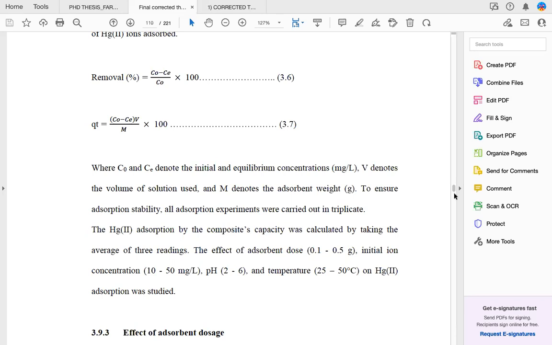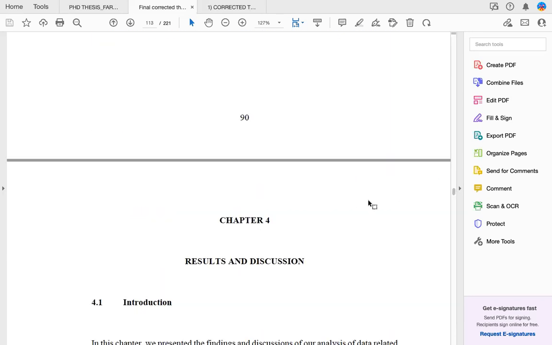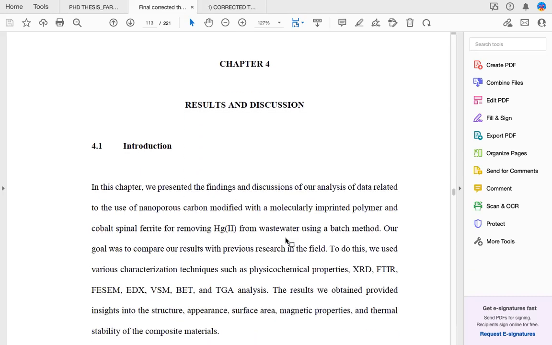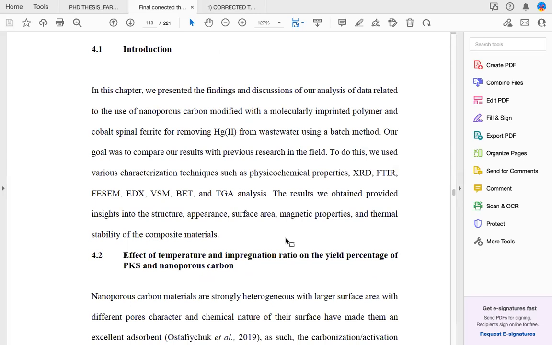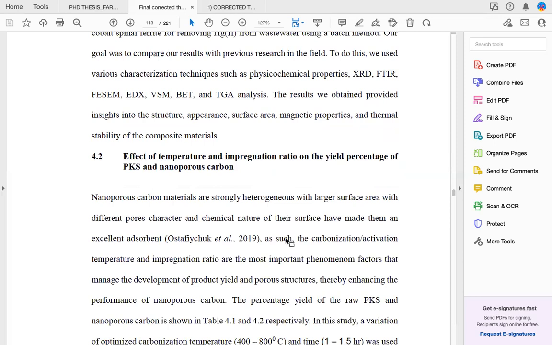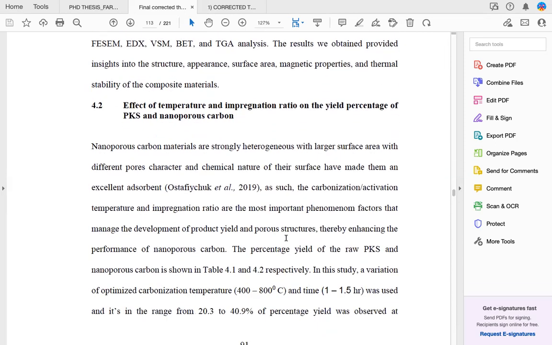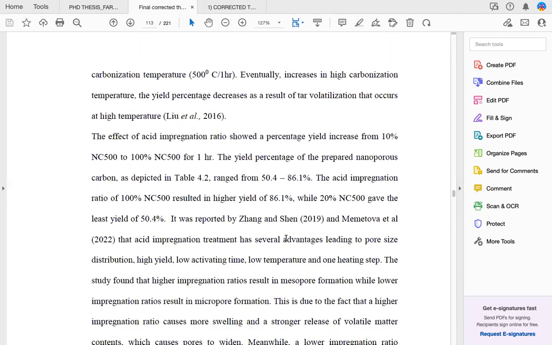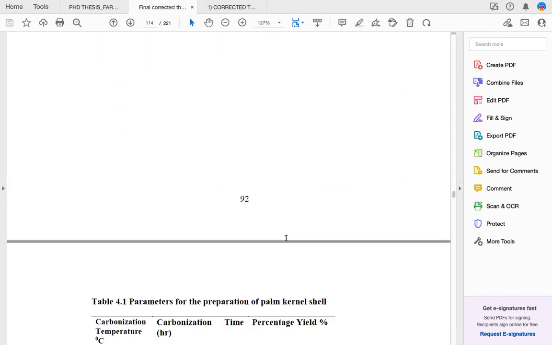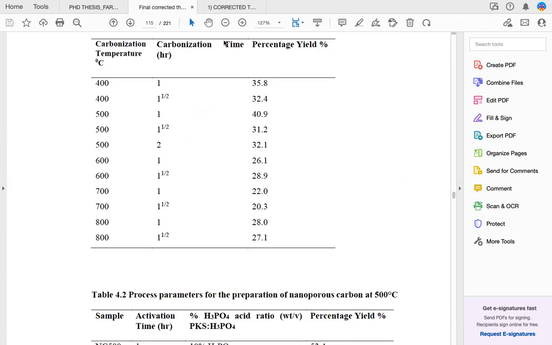So let's move on to chapter 4, if there are any other types of examples. You might have TGA, okay? Because if you are working with polymer, TGA temperature is very important. Right, let's look at the results. This is the preparation of the material.